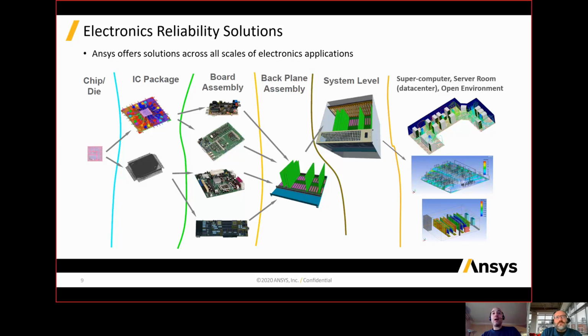So we have boards that might be hot, like a power board next to a digital board, and if you put exactly the same boards in a different configuration on the server, they might actually have a different temperature profile. So all of these things work together. That's why you have to do a multi-scale analysis.